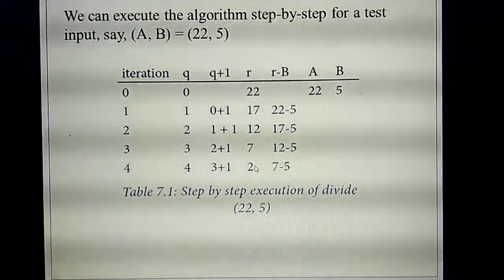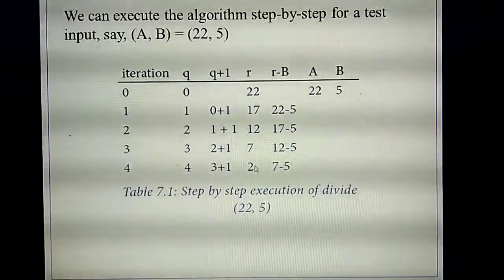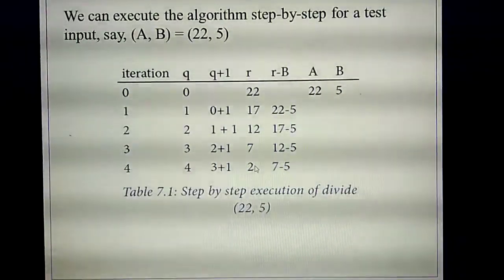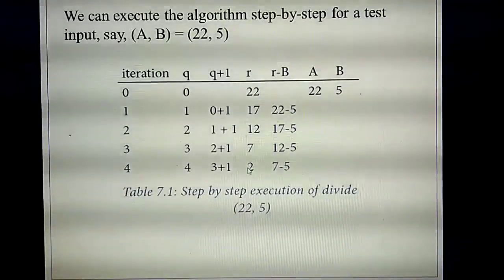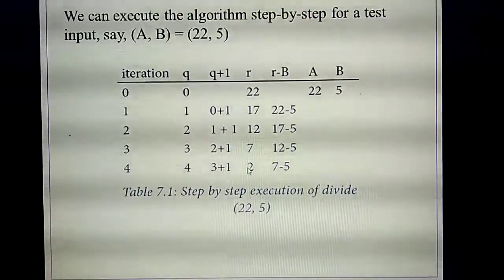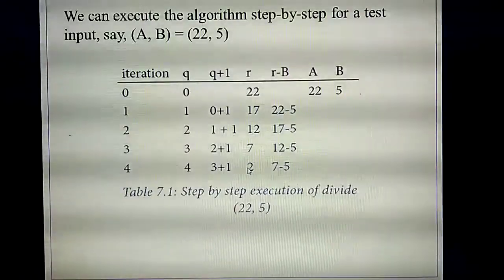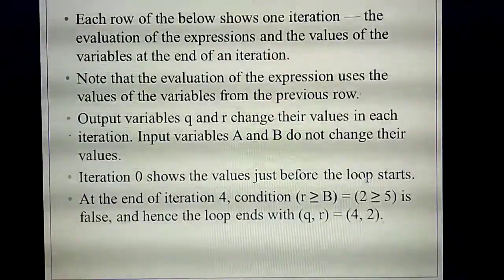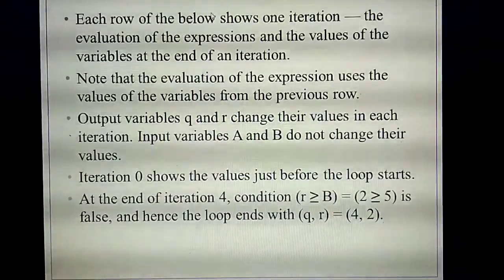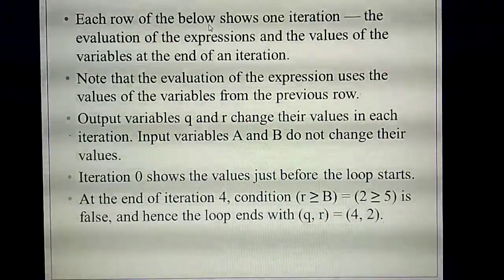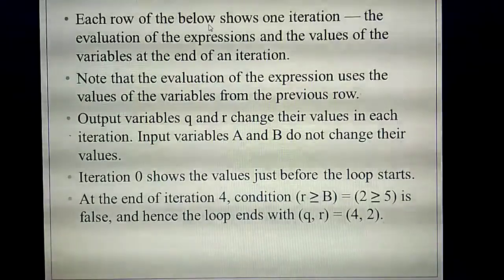So if we simply divide 22 by 5, we can know it directly. What's the quotient you will get? For anybody, we can immediately say the quotient is 4 and the remainder is 2. So this many steps and this many iterations are there to get the quotient and remainder. That is what they have given, what I have explained. So each row they are showing is one iteration.